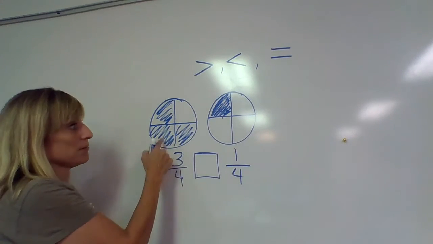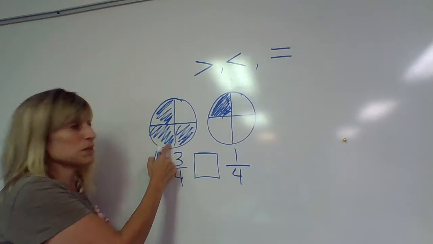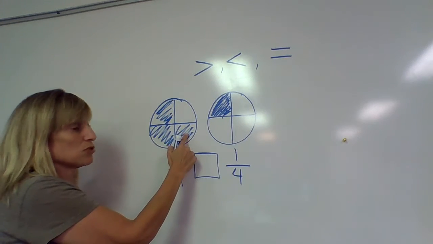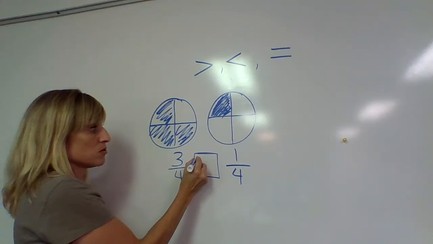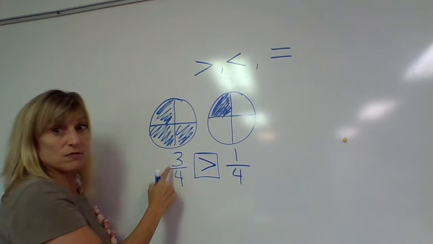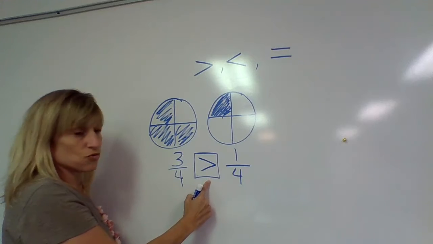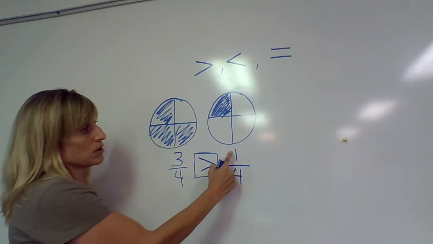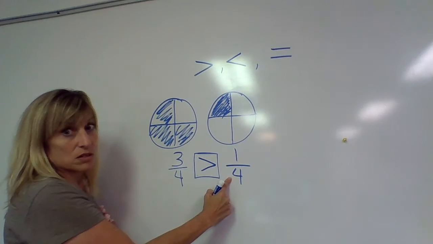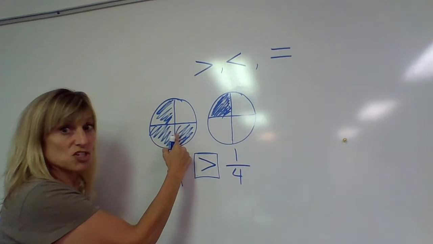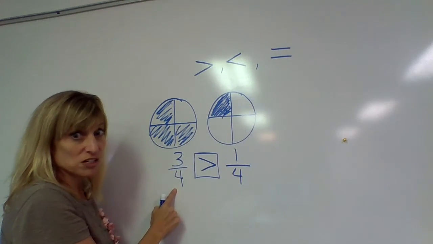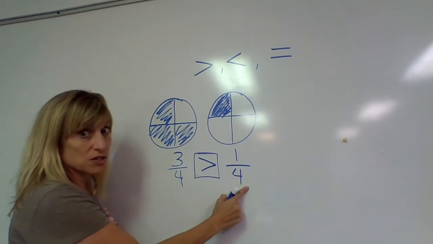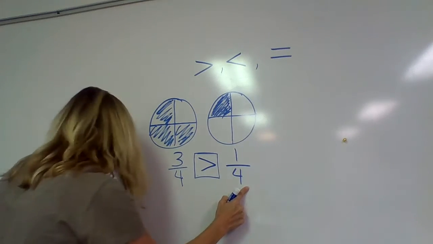So I'm going to say this is more because there's 1, 2, 3 pieces. This one only has 1. So then you're going to put 3/4 is greater than 1/4. There's more of this cookie shaded than this one, so this fraction is greater than this fraction.